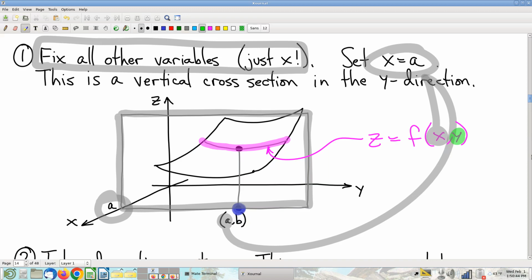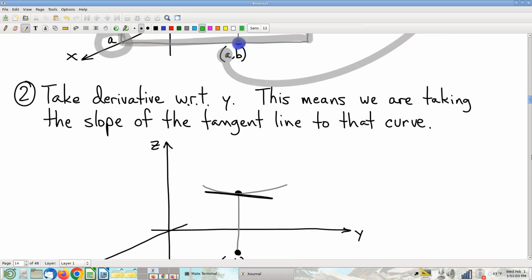So, in fact, this curve is not just a cross-section of the original surface. This curve is the graph of this new single variable function where z is a function of only y, with the understanding that x is fixed. All right. So, next step. Next step is take the derivative with respect to your single variable. And when I say take the derivative, I mean the single variable derivative.